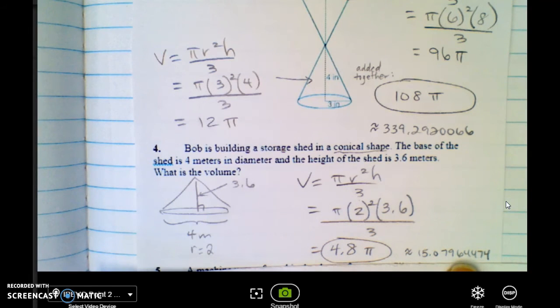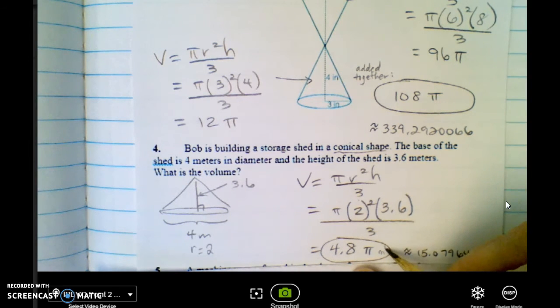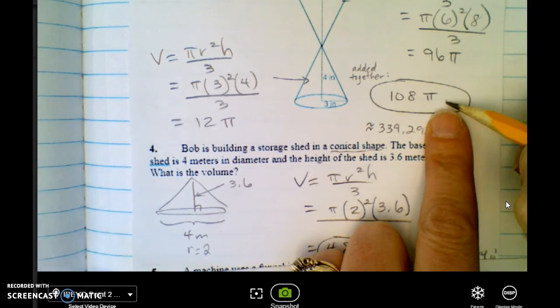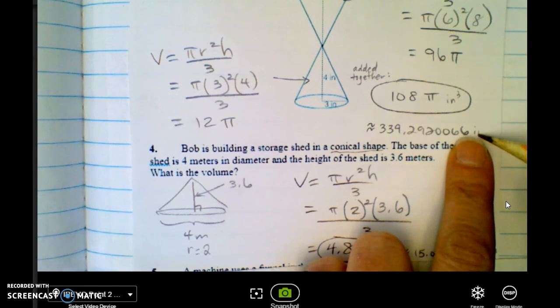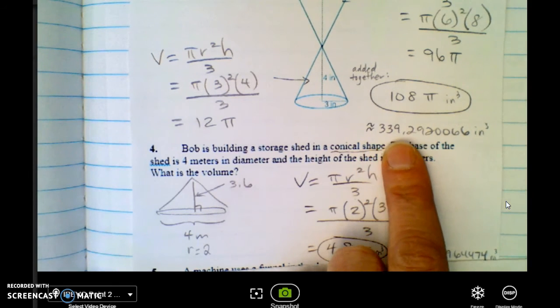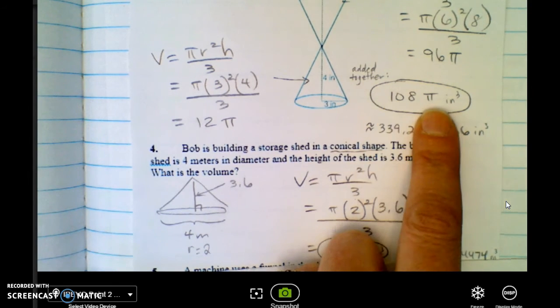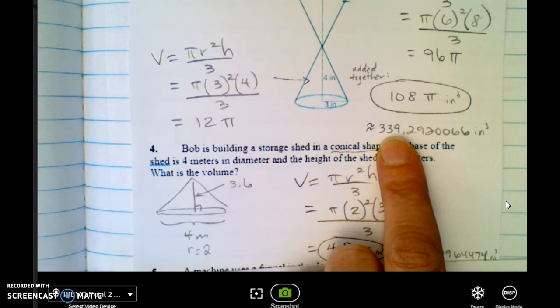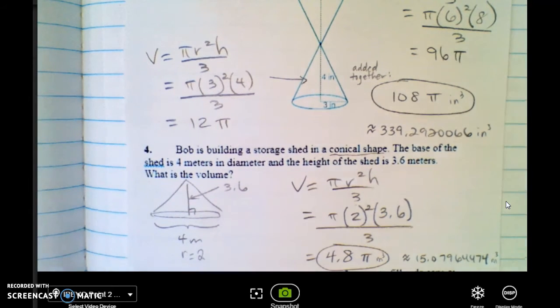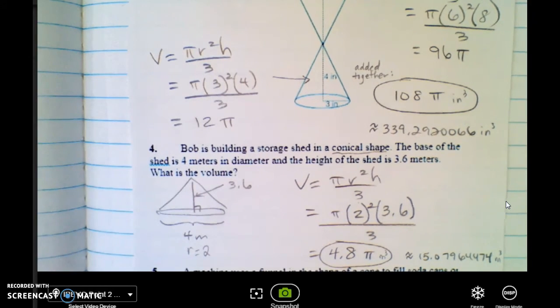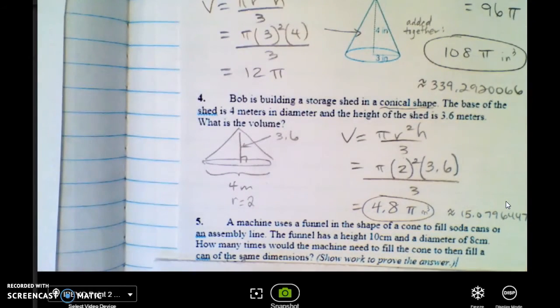And the units for this was meters cubed, so we'll fill those in so we have it correct. This first one was inches cubed, so we'll fill that in as well. And again, if you want to show the approximate value where you actually multiplied the 108 times pi, you'd get right around 339.